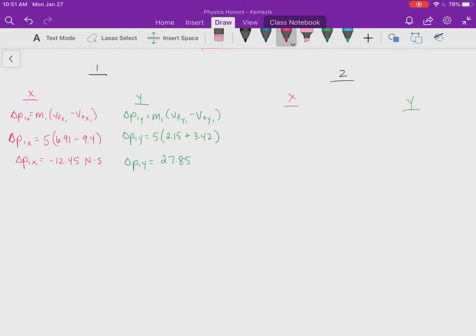So if we put these two components together, we're going negative 12.45. The negative is taken care of by a left arrow, 12.45 Newton seconds. This is going up 27.85.